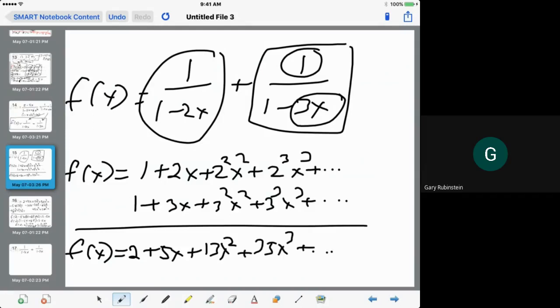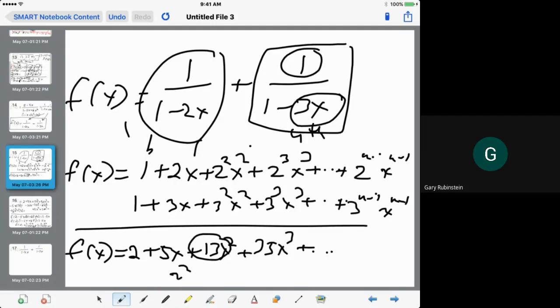But more importantly, I can see that if this is the first term, second term, third, fourth, the nth term would be 2 to the n minus 1, x to the n minus 1, plus 3 to the n minus 1 times x to the n minus 1. See, because 13 is 2 squared plus 3 squared, and 35 is 2 cubed plus 3 cubed.